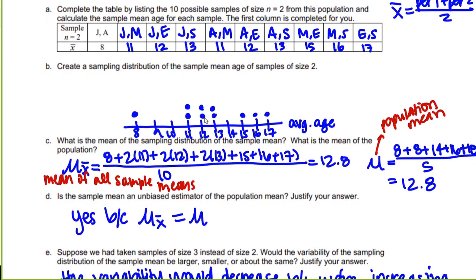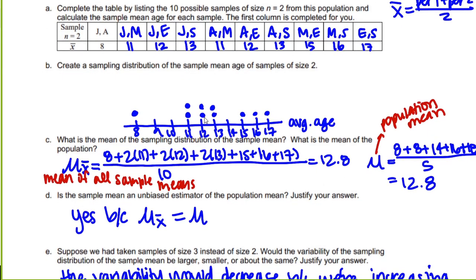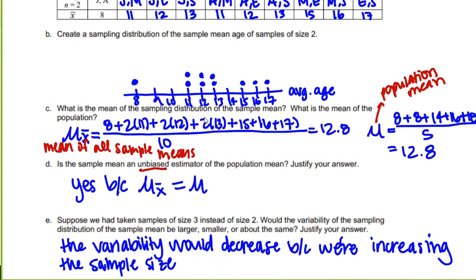Number D, is the sample mean an unbiased estimator? Yes, because the mean of all the sample means equals the population mean. And so that is what that means. If it's unbiased, it means it's true when you find it.